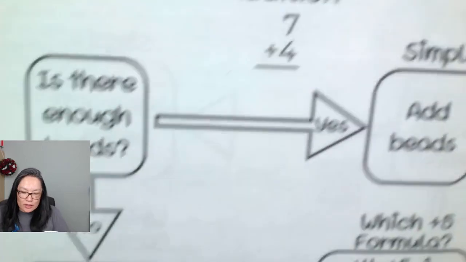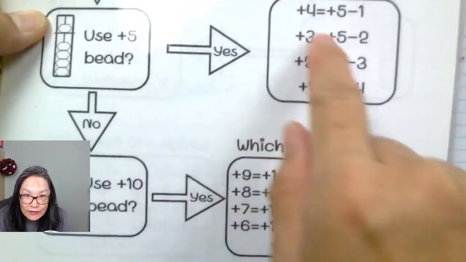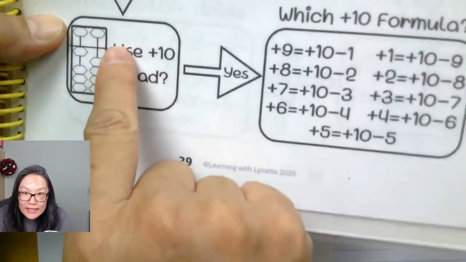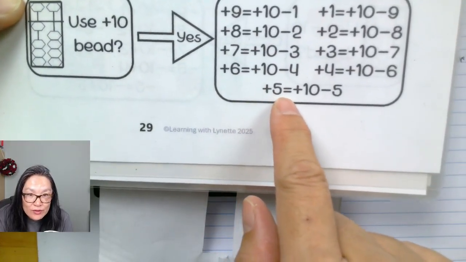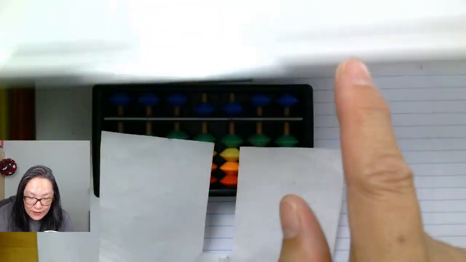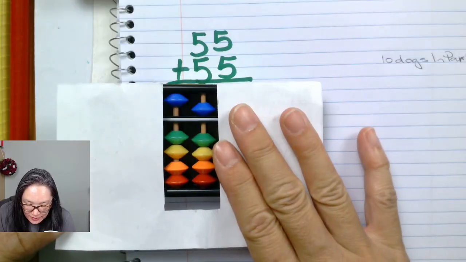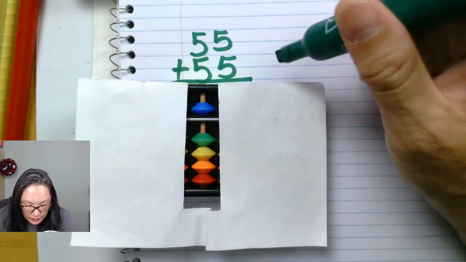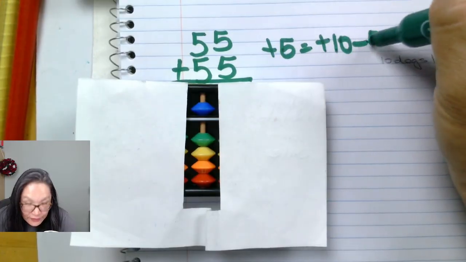When we look, are there enough beads to add the 5? No, there's not enough beads to add the 5. I can't add a 5, right? So I need to use this: plus the 5 is equal to plus the 10 minus the 5. I'm going to rewrite it: plus 5 is equal to plus 10 minus 5.